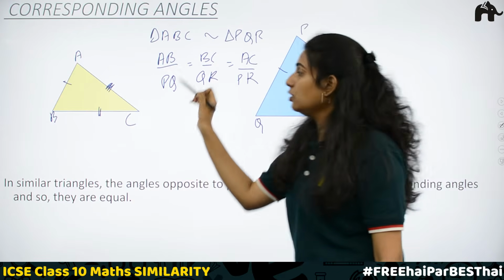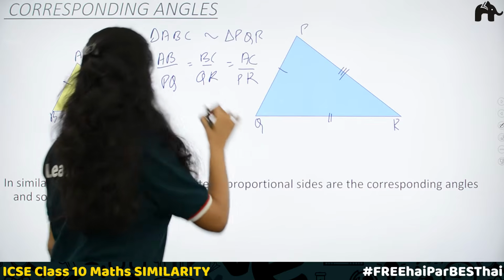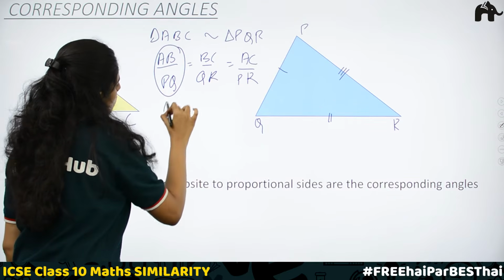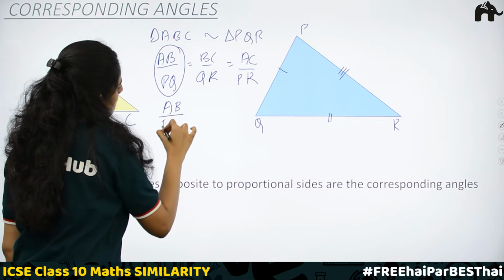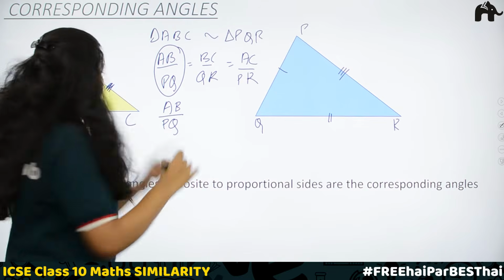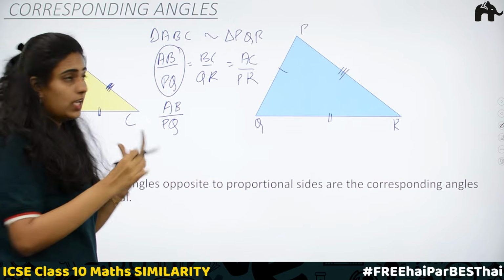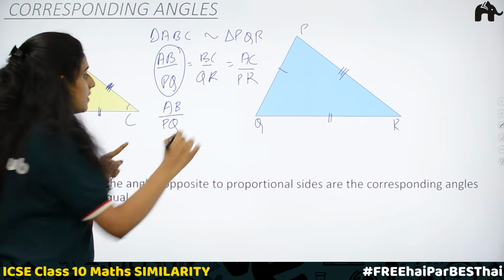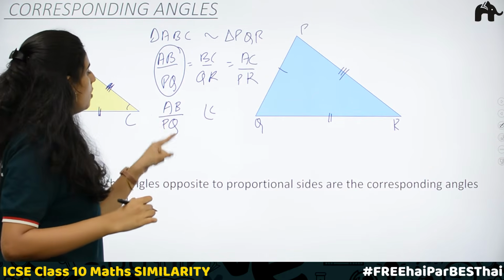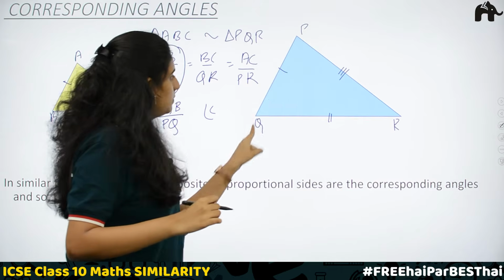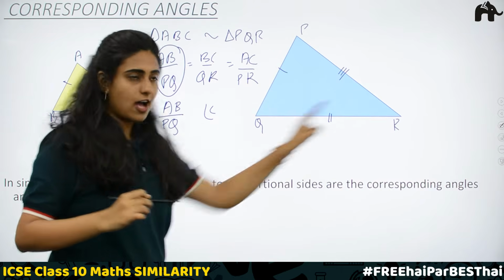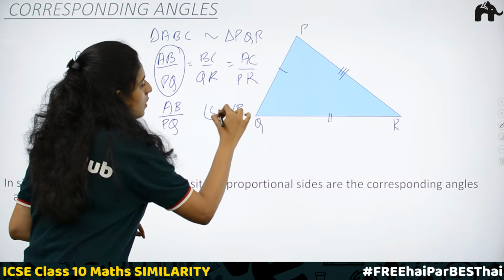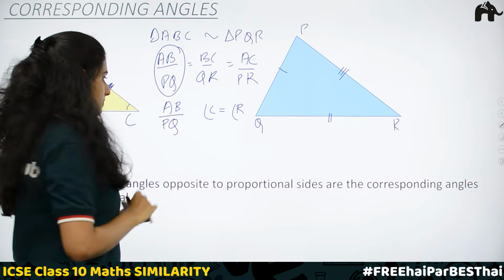Now, when you consider this ratio, AB by PQ, what is the angle opposite to AB? Opposite to AB, we have the angle C. And opposite to PQ, we have R. So, these two angles will be equal.